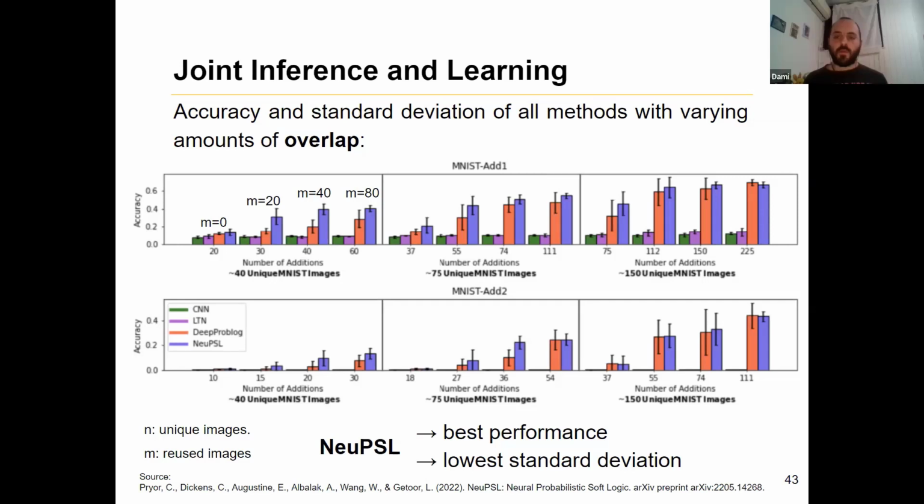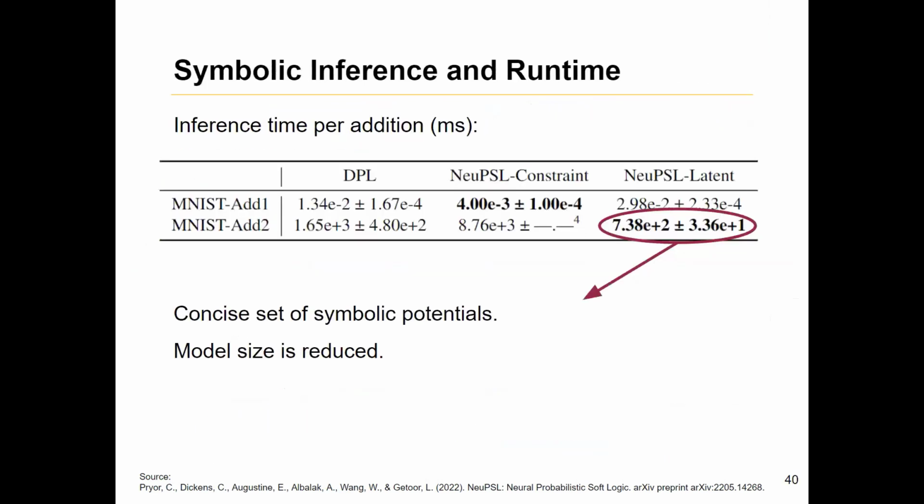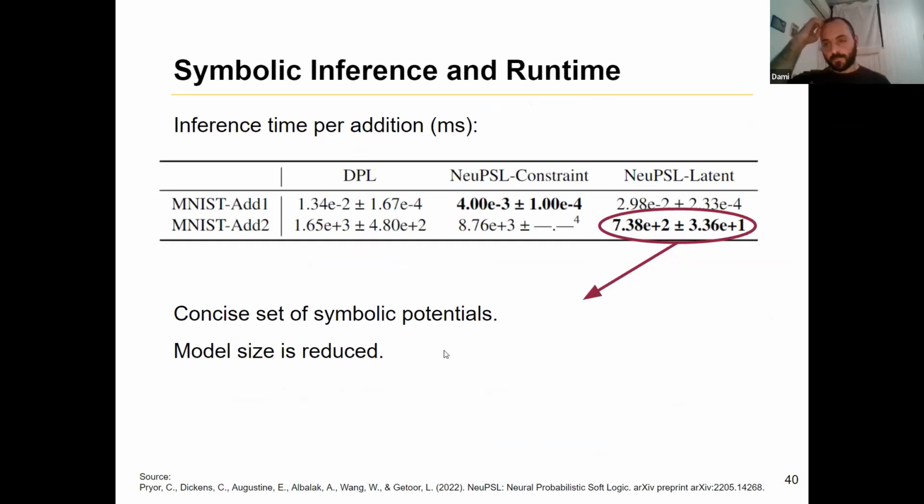Their claim is that they're very similar, so they have very similar performance, and I think what they claim to be an advantage over NeuPSL is the inference time, the previous slide. Yeah, our inference time is much lower. It's much faster. So yeah, for them it's lower.